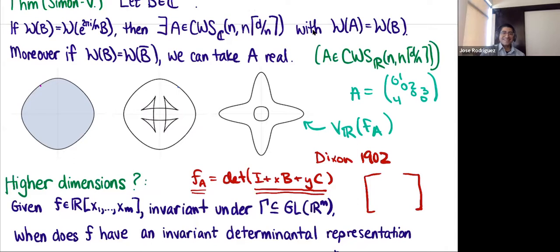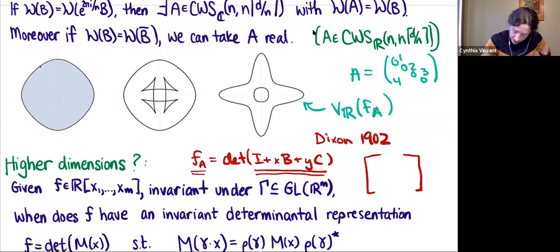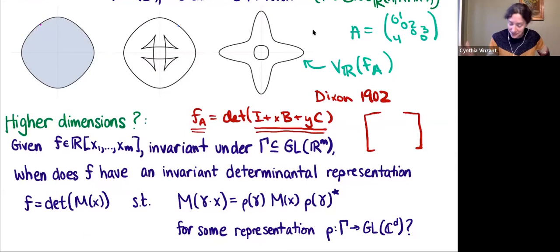Okay. So this was one way that we can use the classical theory of determinantal representations, in this case, determinantal representations of plane curves, to study objects in matrix theory, namely the numerical range. The other project I wanted to talk about is using determinantal representations of polynomials in n variables to study what's called the image of the principal minor map.